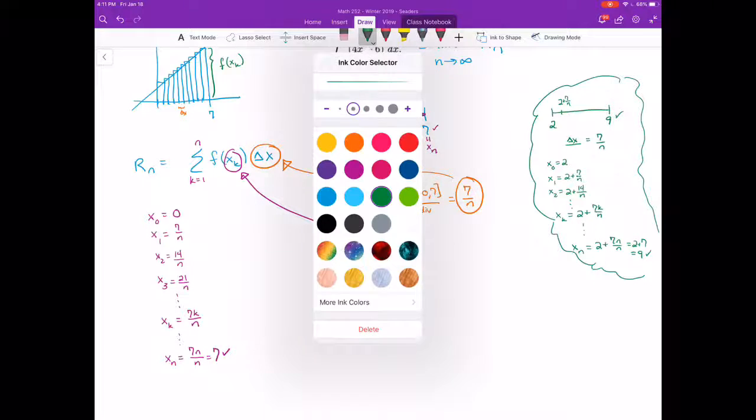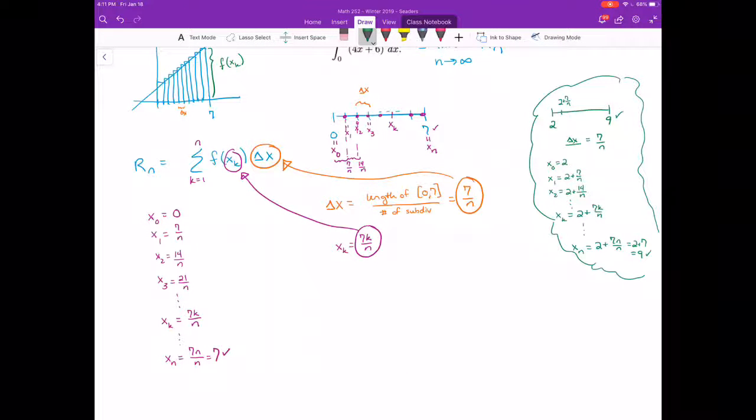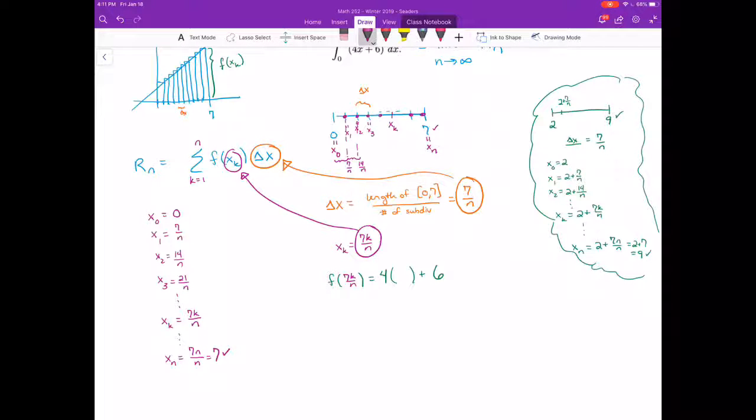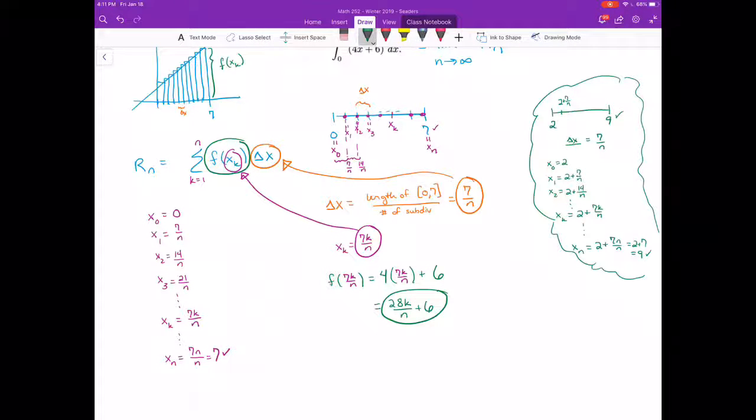Now I'm going to use that to determine what my outputs are. So my function, f of x, is 4x plus 6. So I plug in x sub k, which I just determined was 7k over n. And now I'm going to simplify. So my input's 7k over n, my output is 28k over n plus 6. And that's what I'm going to put in for my output on each subinterval.